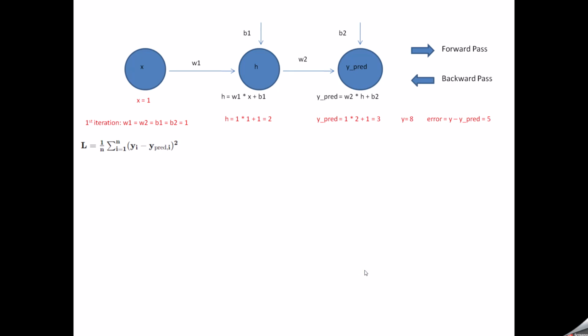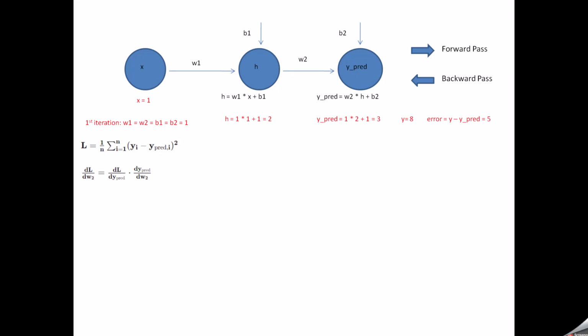During backward pass, the network needs to calculate the derivative of loss with respect to weight and bias parameters. First, let's see the calculations for W2. Since loss is associated with W2 through Y predicted, we can calculate the derivative of loss with respect to W2 by the formula: derivative of loss with respect to Y predicted multiplied by derivative of Y predicted with respect to W2. This is called the chain rule.